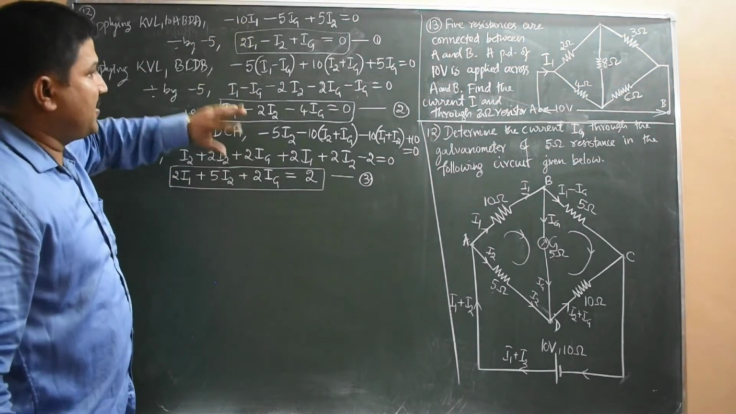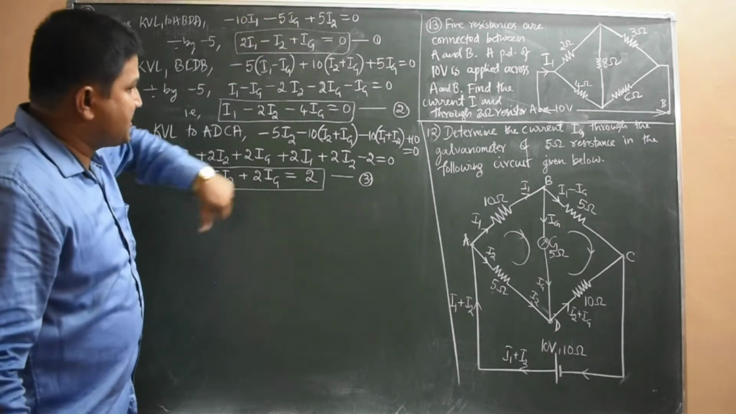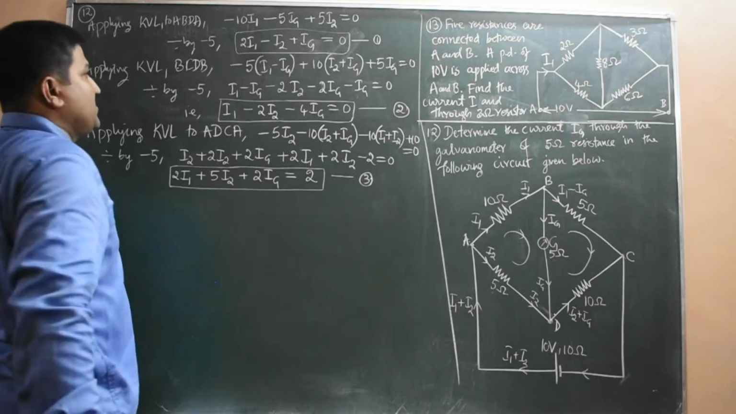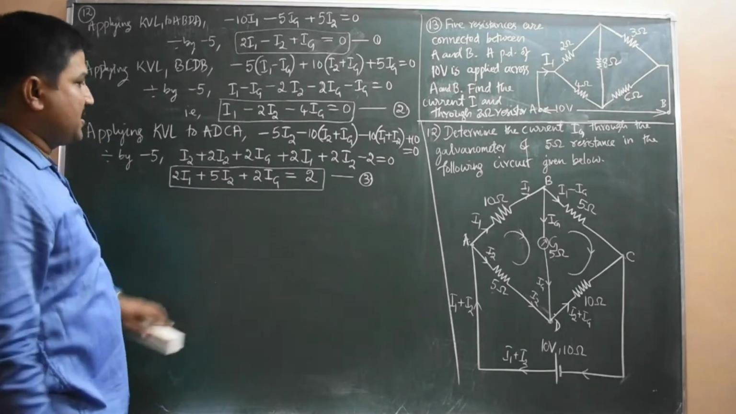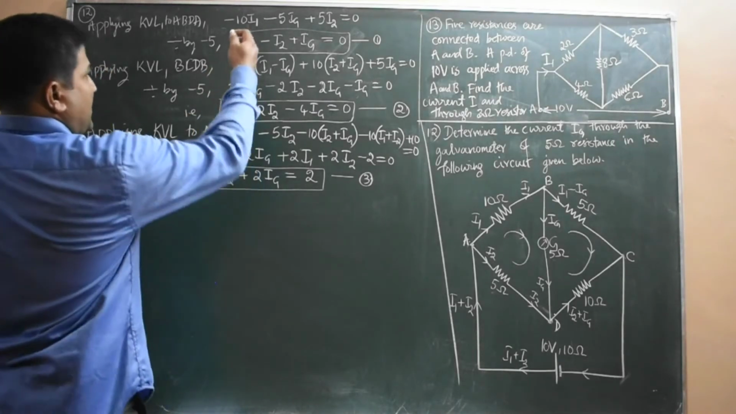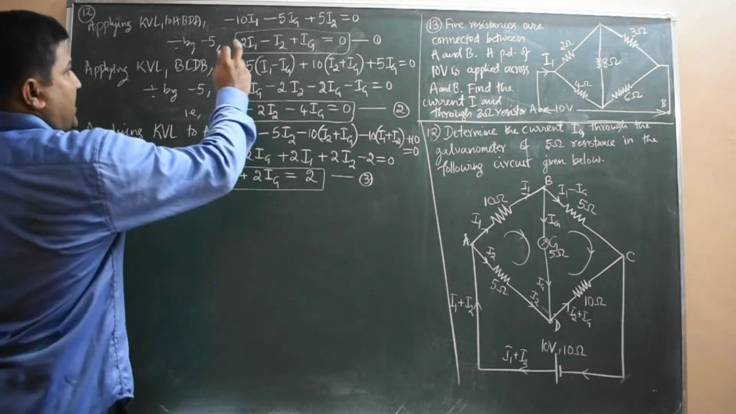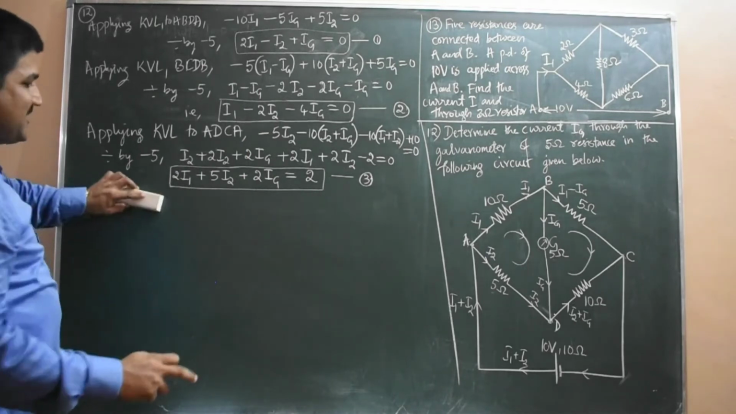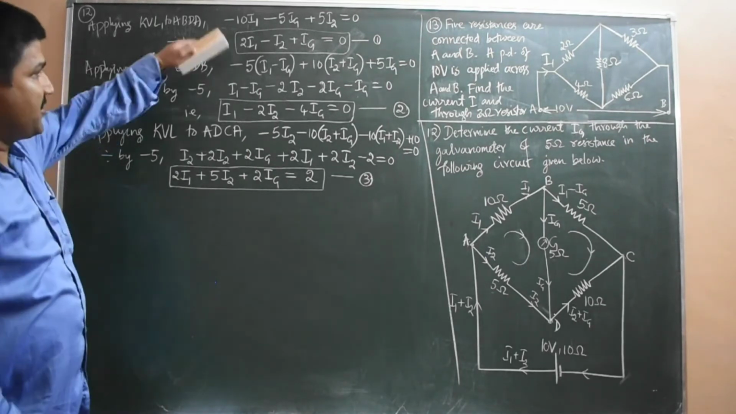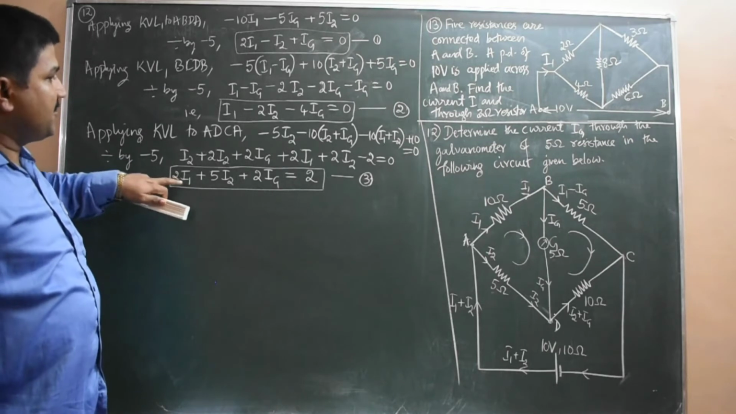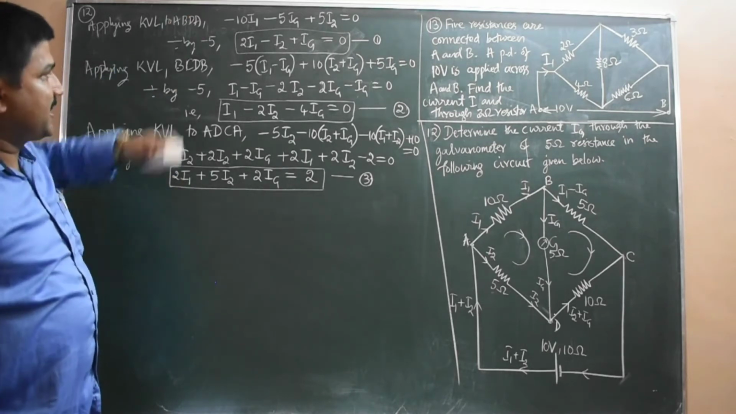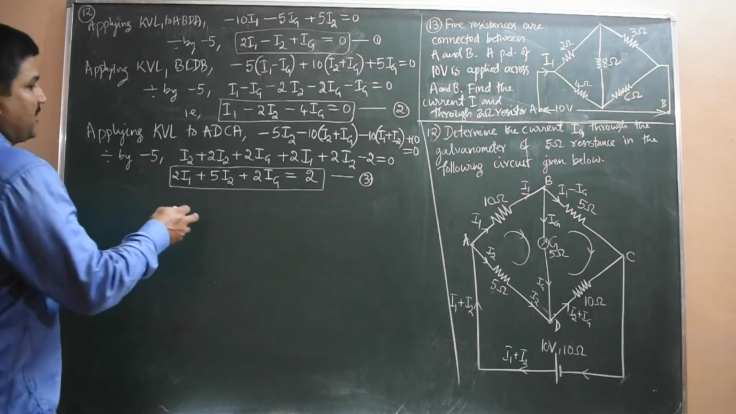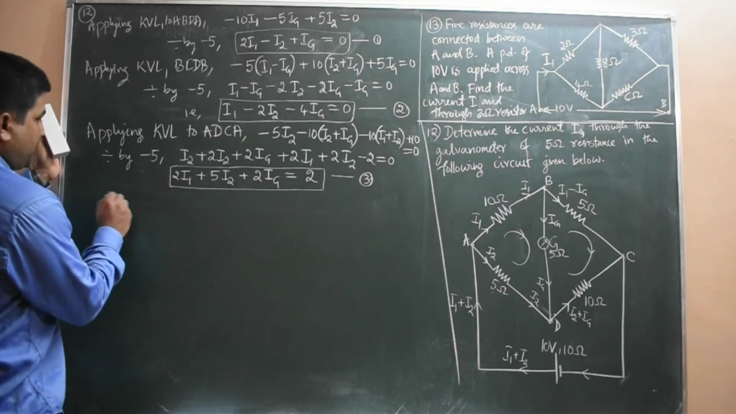Now we have 3 variables, and I want to solve only for the Ig value. So how to eliminate I1 and I2? You have to get 2 more equations in terms of I1 and I2, or eliminate I1 and I2. Any one we can eliminate. Here 2I1 and here 2I1 is there. Easy it is, we subtract one equation from another equation. 2I1 and 2I1 cancel. So 5I2 is there, here minus I2 is there, so I2 will remain.